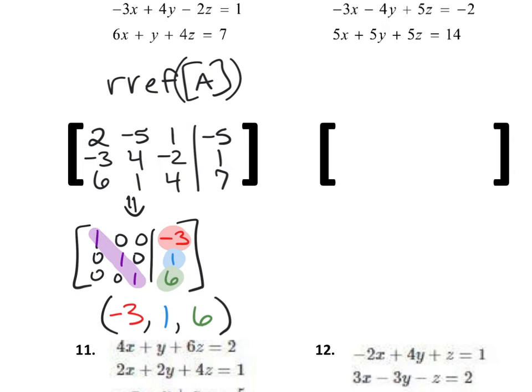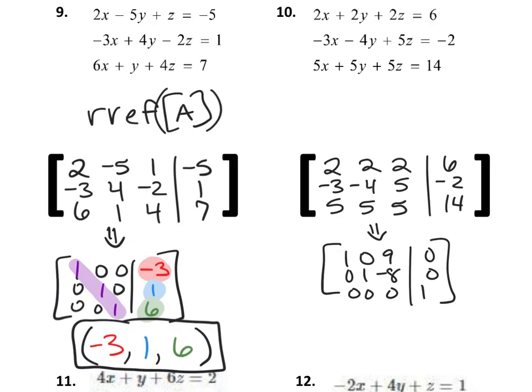On number 10, start off by writing the augmented matrix and then solving it. If you get the diagonal of 1s, remember the numbers on the other side of the bar are your solution, x, y, and z. Okay, if I were doing number 10, those of you who are ahead of me, just keep going.